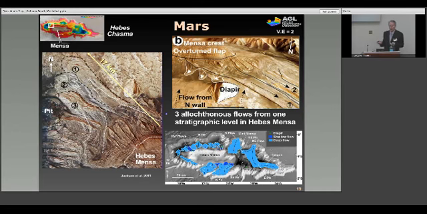Well, here's an oblique view. Here's the top of the Mensa, the flat-top mountain inside the chasma. Here's the mobile layer, and these are the 1, 2, 3 flows that emerge from it. Their length is about 17 kilometers, but they do get up to about 70 kilometers. So what are they?